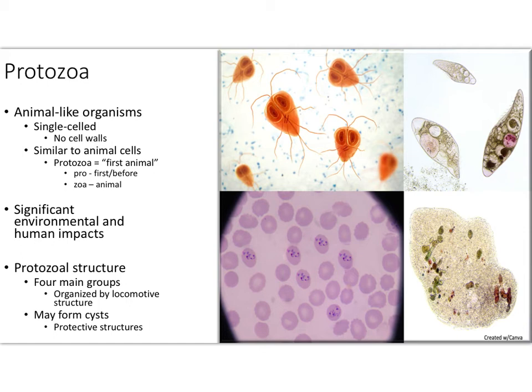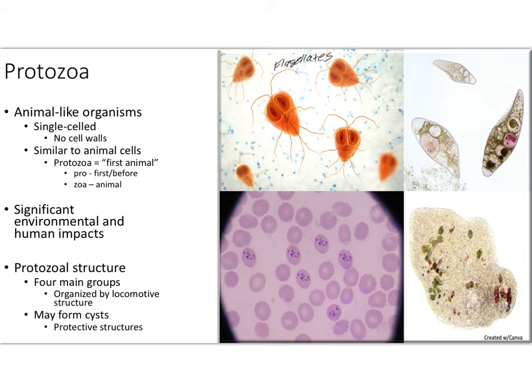There are 4 main groups of protozoa, basically based on their locomotive structure or their means of getting around. The first group is called the flagellates. And the flagellates move by flagella. You're looking at some flagellates up here, just one of the examples of flagellates that we have here. And you can see the flagella coming out of their cell structure right there. So these ones move around by flagella.